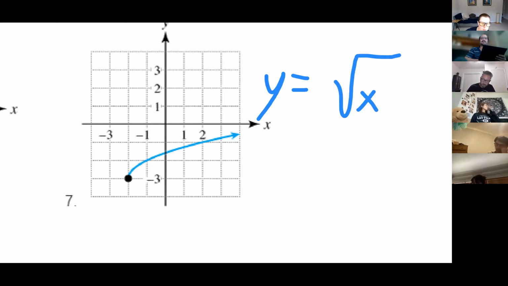I can have things inside my square root. I can have things outside my square root. So what did I do to my square root? My original square root goes through 0, 0. Another point is 4, 2. And so I think it goes something like that, the original one. Maybe a little more curvy here, but.